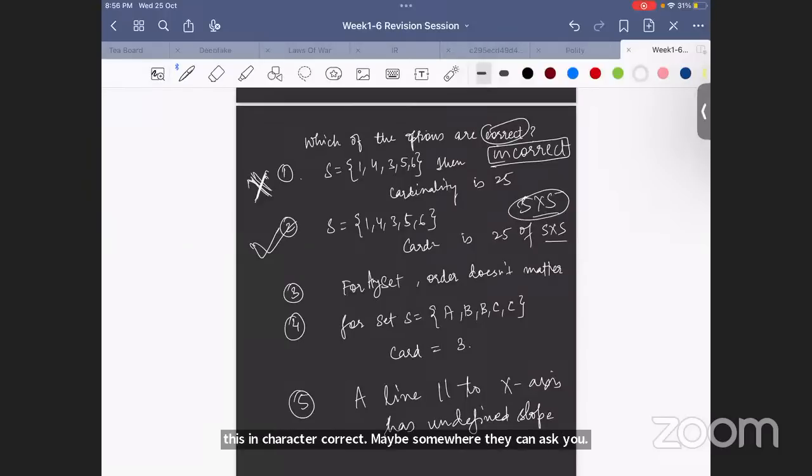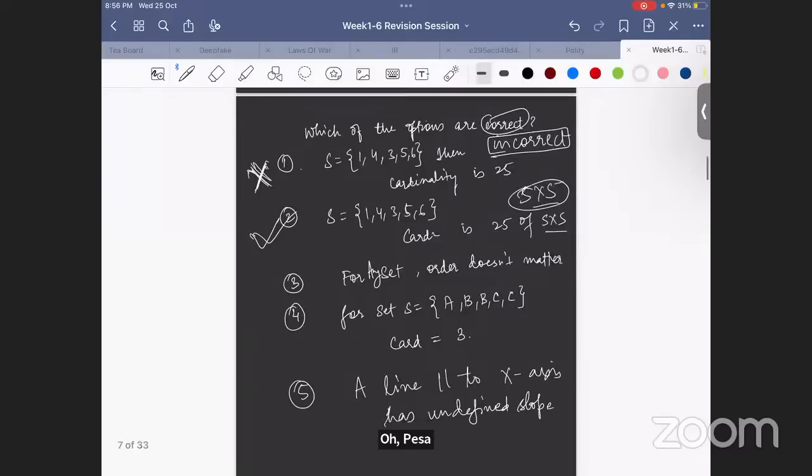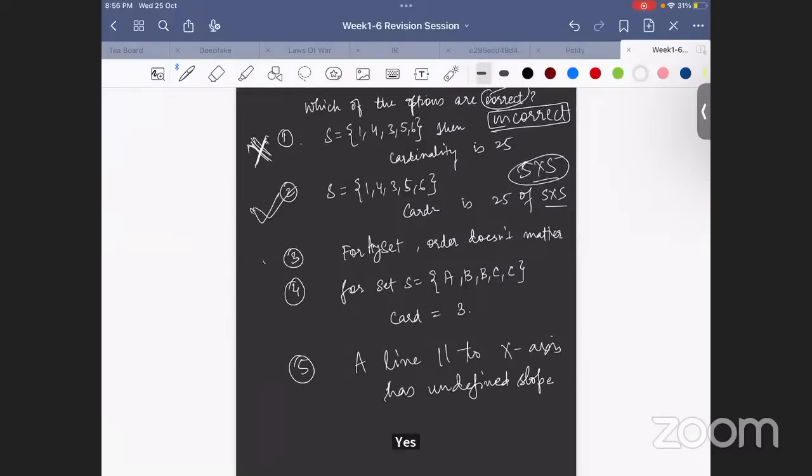You need to check whether it is asking for correct or incorrect options. So the second option is correct. For the third option, is it correct or not? Yes, it is correct. The fourth is also correct. The fifth is not correct. Right now, how is the third correct? I told you, duplicates don't matter in a set. There is only A, B, C, so the cardinality is 3. You have only A, B, C here.